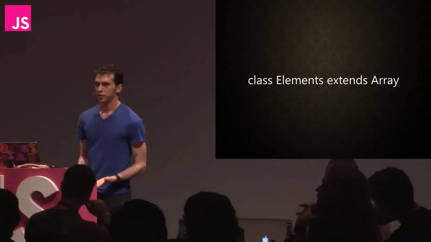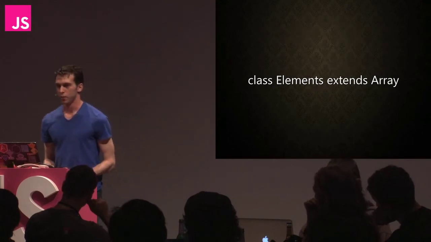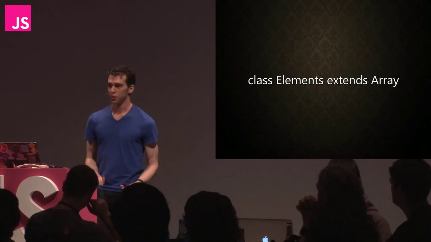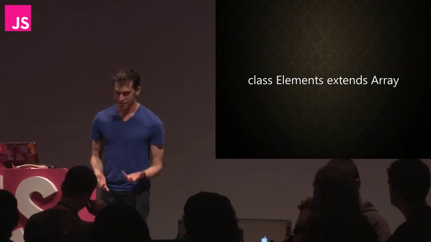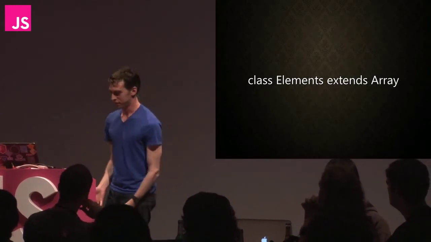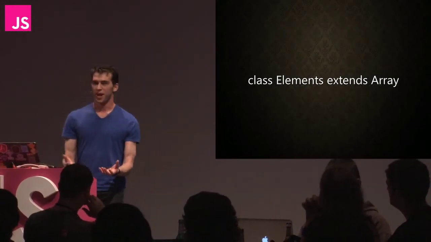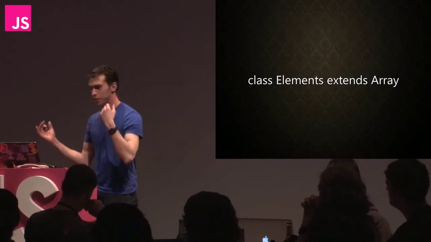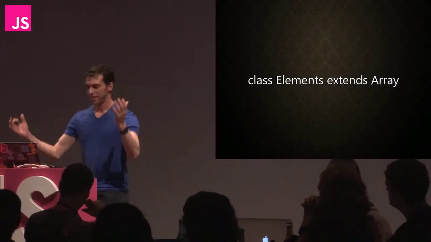And perhaps my favorite, because this has just happened a couple days ago, is class elements extends array. This is the new node list. No more stupid, oh, forEach is not a function. It's like, no, now we can actually have something that extends array, has array semantics. You can do map, filter, forEach, whatever, and that's what it'll return.